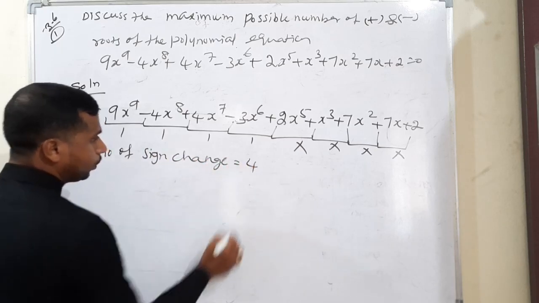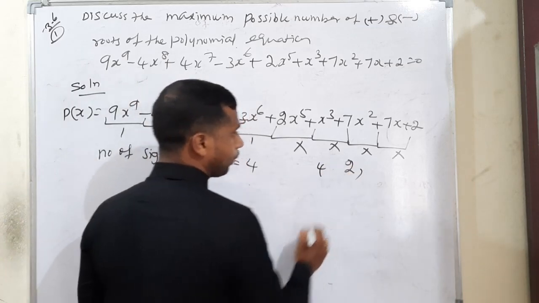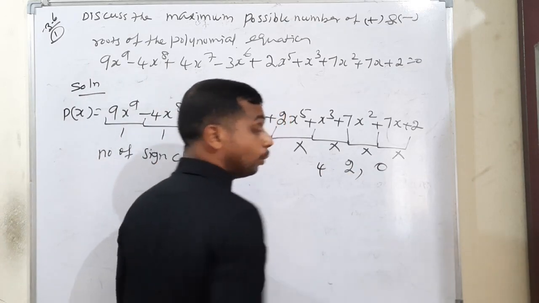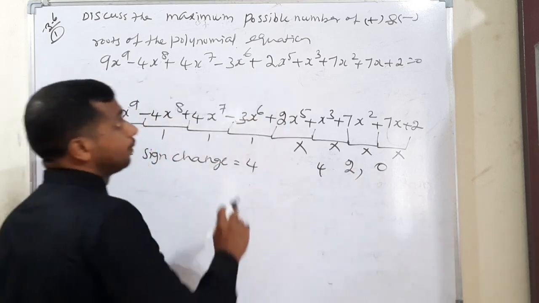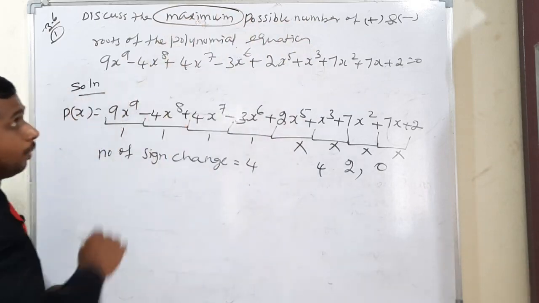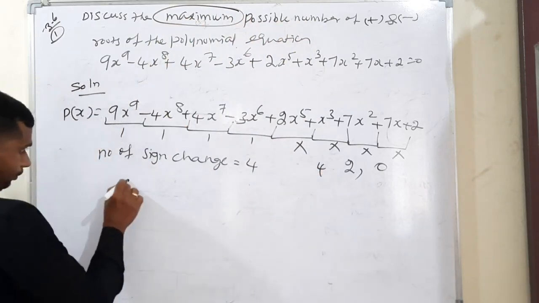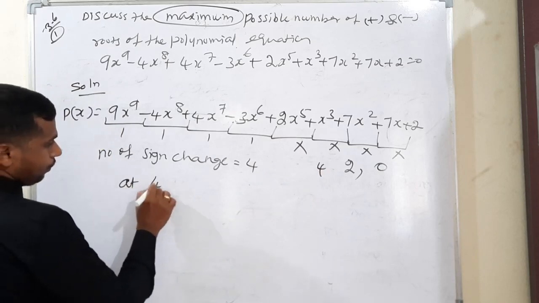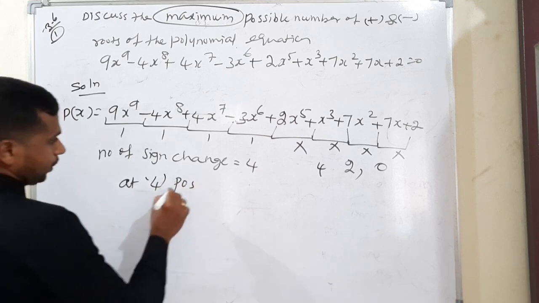The number of sign changes is equal to 4. What are the possible cases? 4 is possible, and 4 minus 2 means 2 is possible, 2 minus 2 means 0 is also possible. So there are 3 possible cases here, but we actually need the maximum number of positive roots. So at most 4 possible roots.